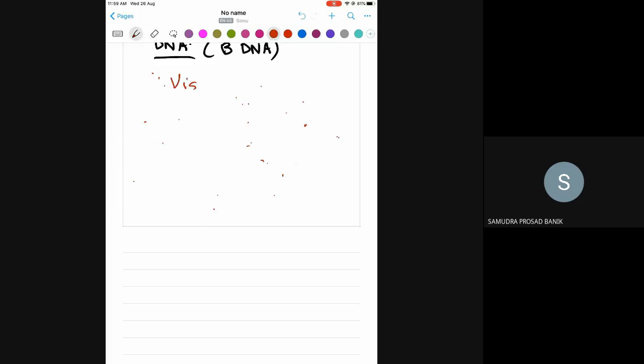Effect of viscosity. Now, viscosity is again another physical property of DNA, of any molecule, right? Now, can you tell me whose viscosity will be greater? Double stranded DNA or single stranded DNA? Whose viscosity will be greater?